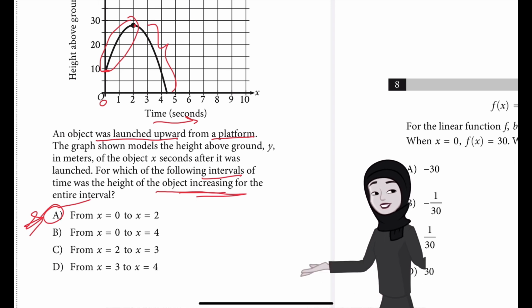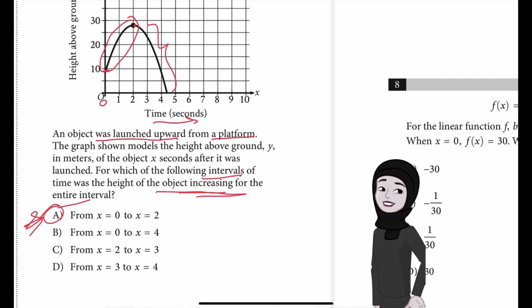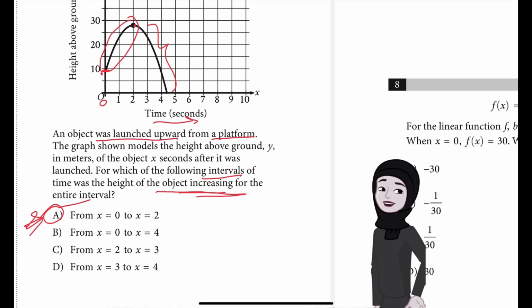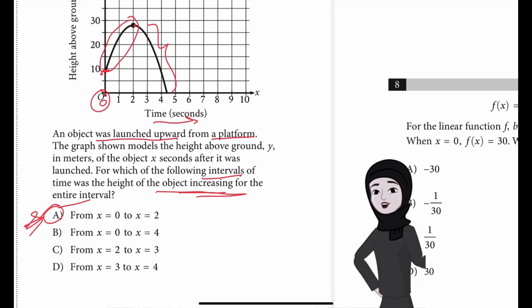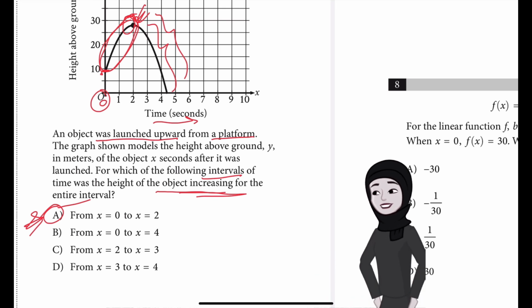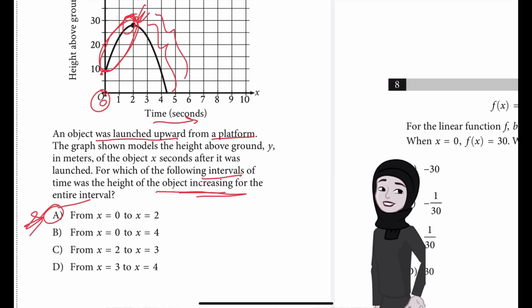Choice A is correct. It's given that the variable y represents the height in meters of the object above the ground. And the graph shows that the height of the object was increasing from x is equal to 0 to x is equal to 2. So this is x is equal to 0 and this is x is equal to 2, this duration. After that, from x is equal to 2 to x is equal to 4, it is decreasing. Therefore, the height of the object was increasing for the entire interval from x is equal to 0 to x is equal to 2.